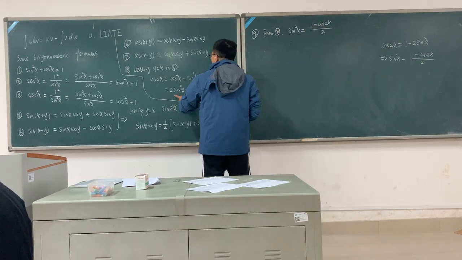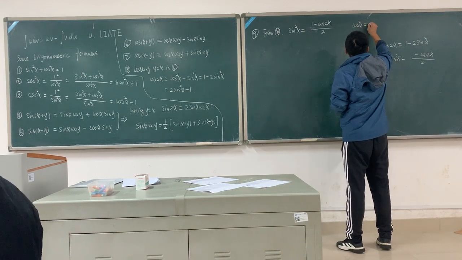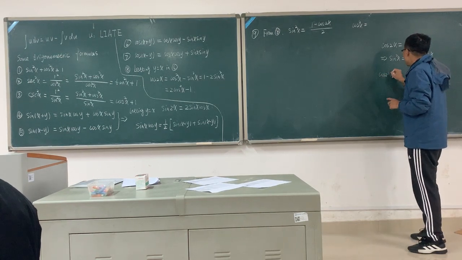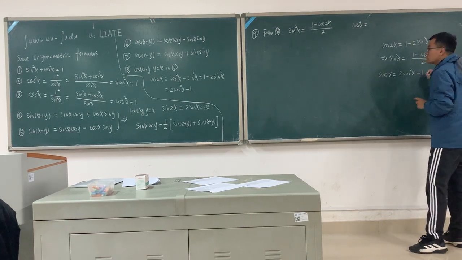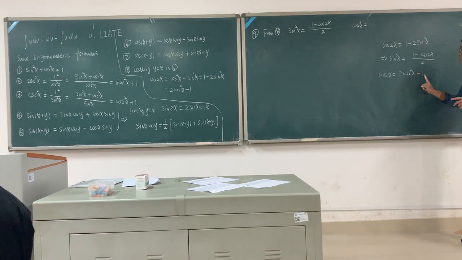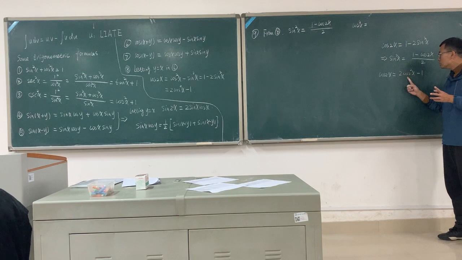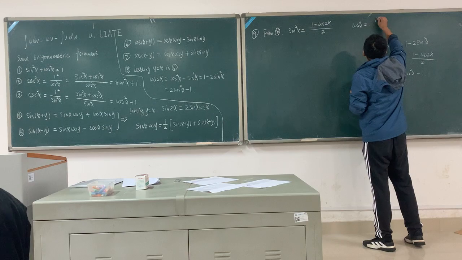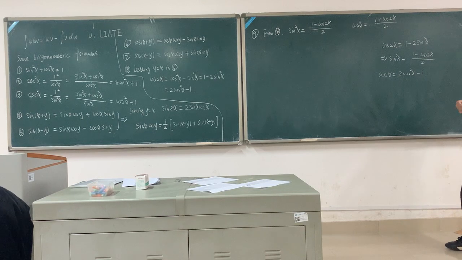So cosine squared equals what? We see cosine 2x equals 2 cosine squared minus 1. From here we add 1 on both sides and divide by 2. So we obtain cosine squared x equals 1 plus cosine 2x, all over 2. So this is number 9.